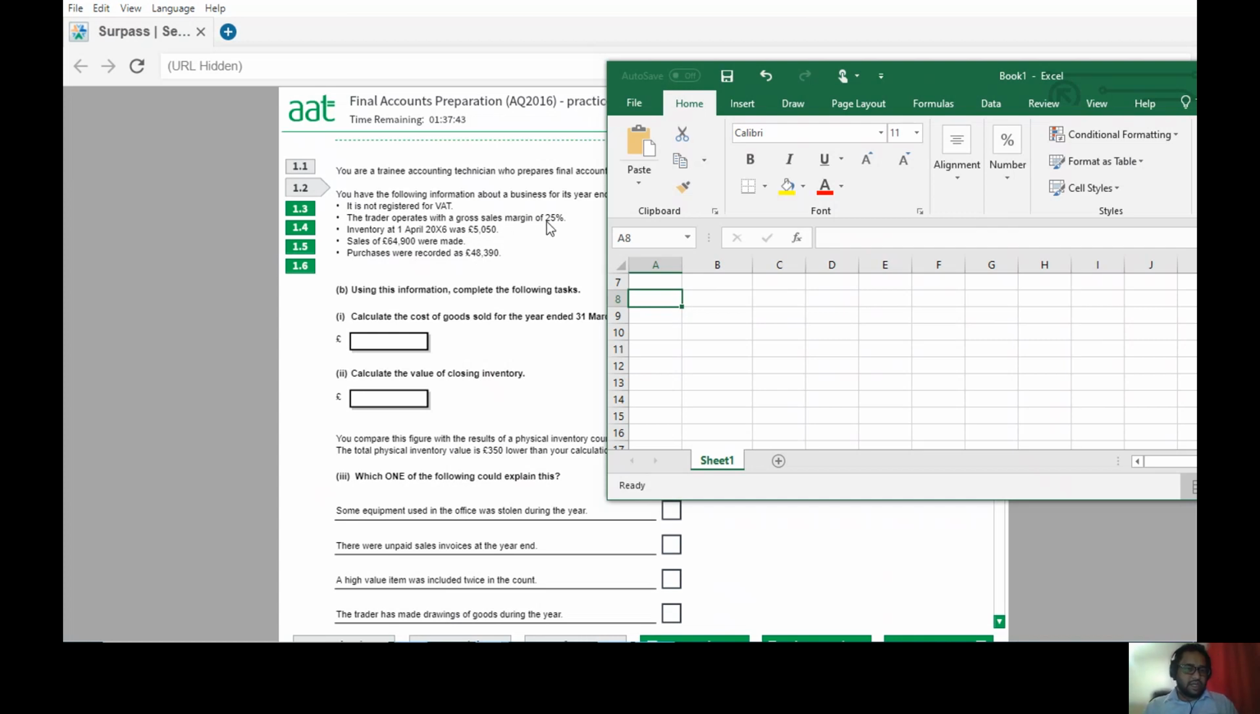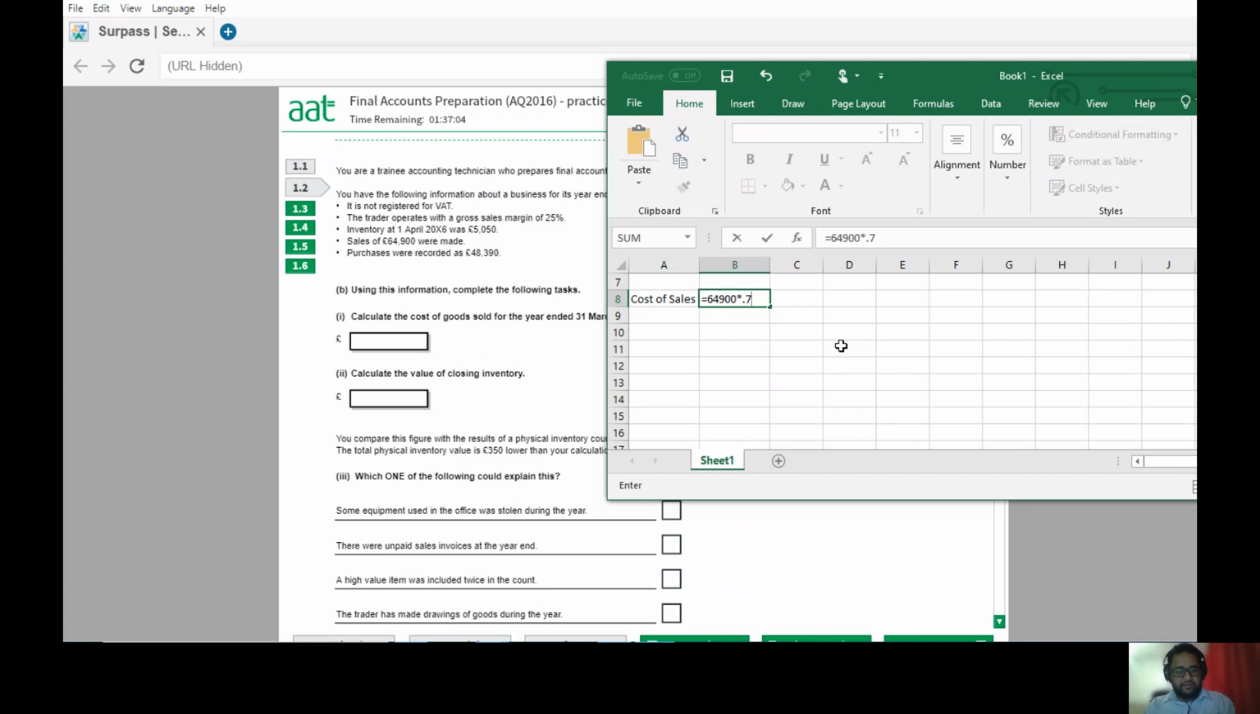If this is 100%, gross sales margin is 25%, your cost of sales is going to be making up the rest of it. If it's a whole pie, a quarter of that is going to be your sales margin. The 75% is going to be your cost of sales. So to find the cost of sales, all you need to do is 64,900 multiplied by 0.75. So this is your cost of sales. I found the cost of sales now.